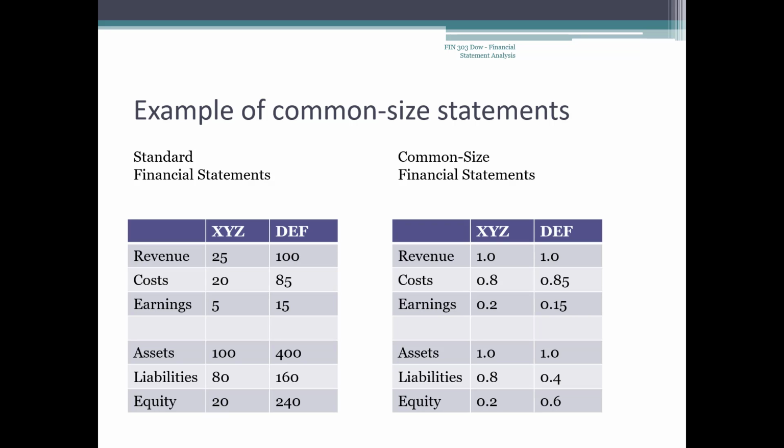We can see that DEF has greater earnings and more liabilities, in other words, debt. On the right are the common size financial statements with which we want to compare the two companies. We divide the income statement items by revenue, which shows that profit margin, earnings divided by revenue, is greater for XYZ, even though the dollar amounts of its profits are less. We divide the balance sheet items by assets, which shows that DEF uses proportionately less debt, even though the dollar amount of debt is greater.